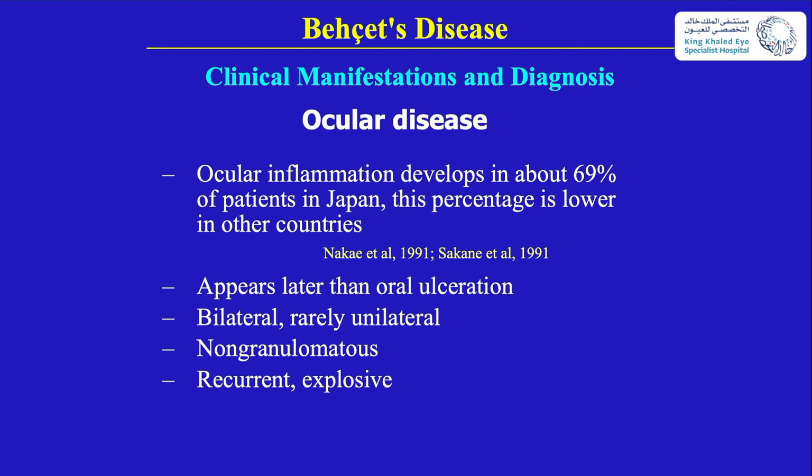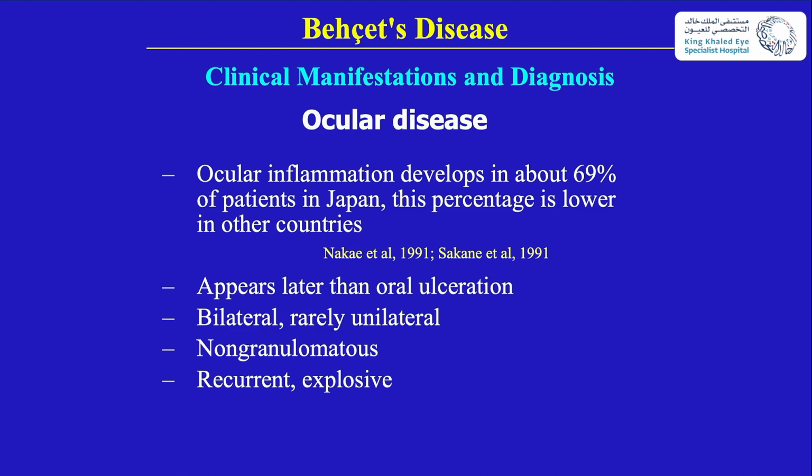Behcet is non-granulomatous inflammation. I have seen cases, seen elsewhere, with mutton fat KPs, and given the diagnosis of Behcet. Behcet is non-granulomatous. If a patient has mutton fat KPs or iris nodules, this is not Behcet. Is that clear? It is non-granulomatous.